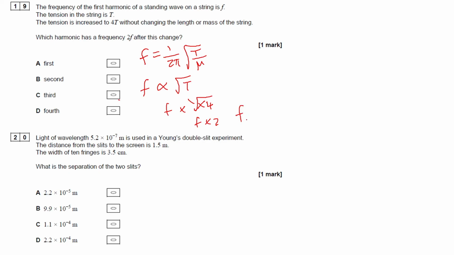So the fundamental, F naught, is equal to 2F. This is the frequency at which you get the first harmonic. So when they ask which harmonic had the frequency 2F, it is the first harmonic.